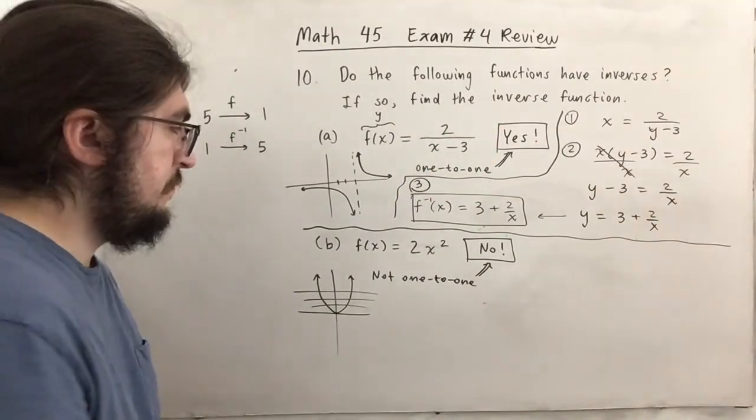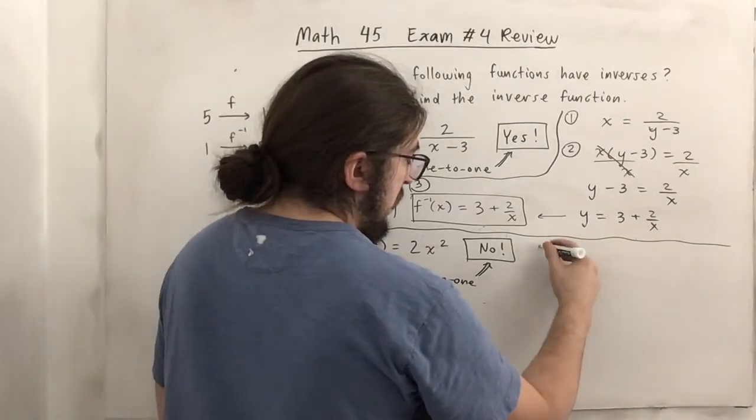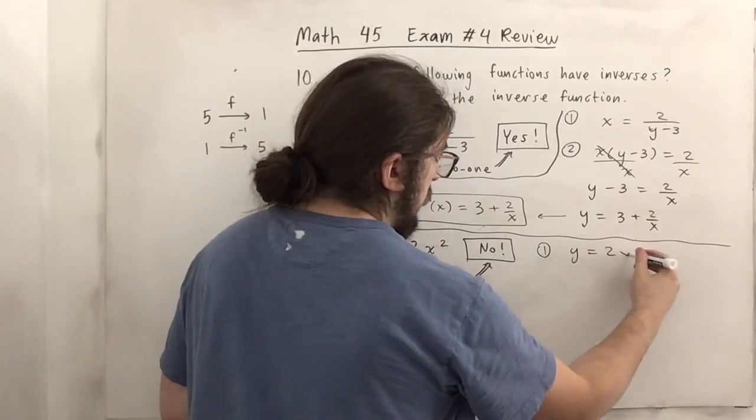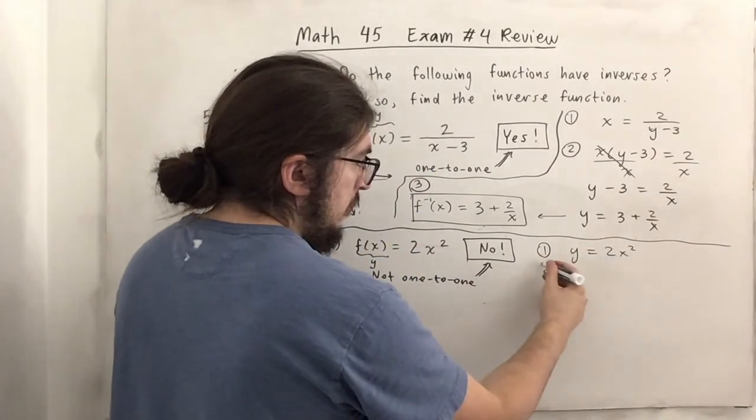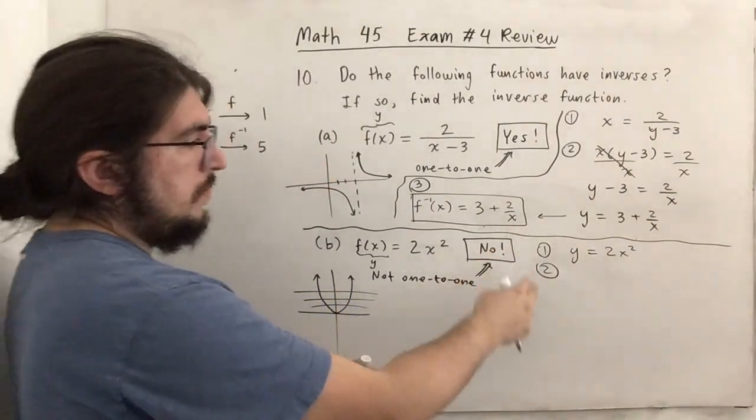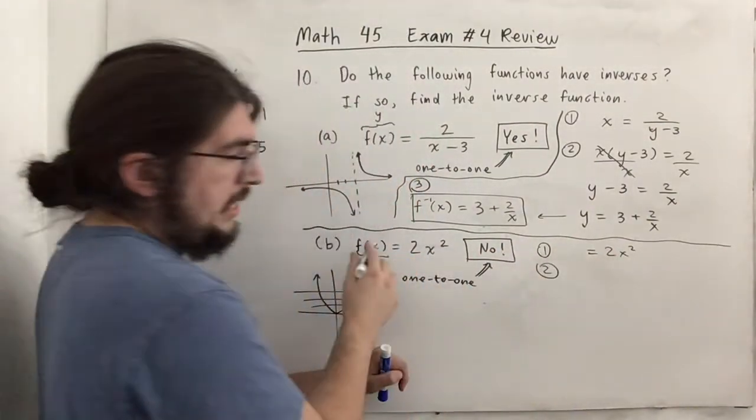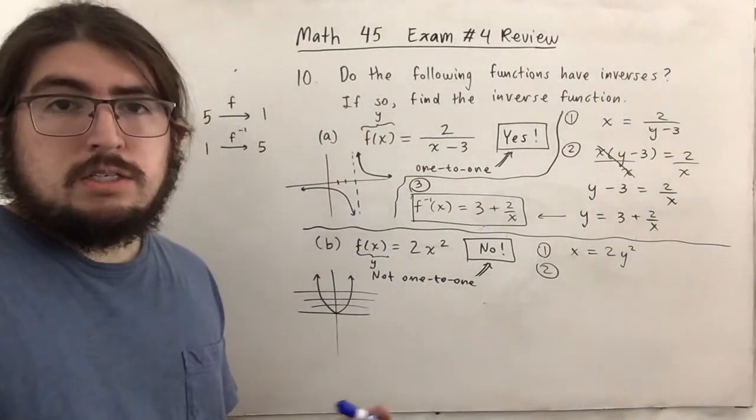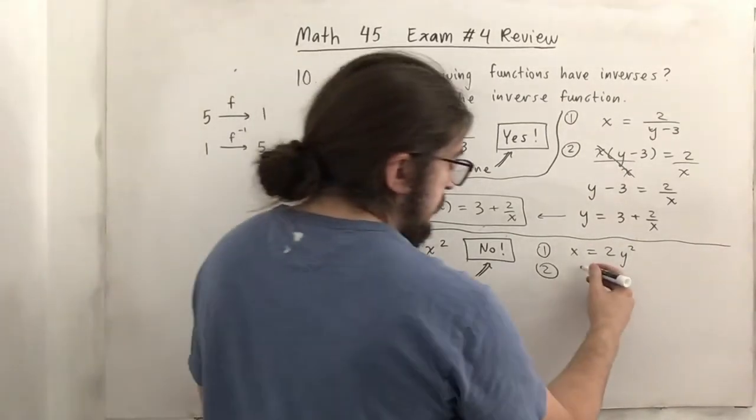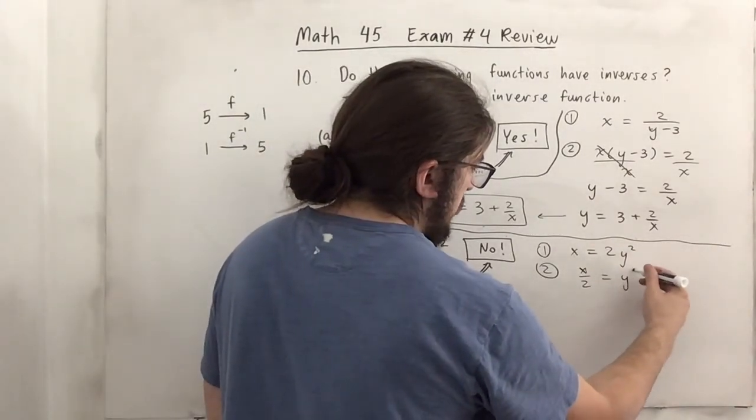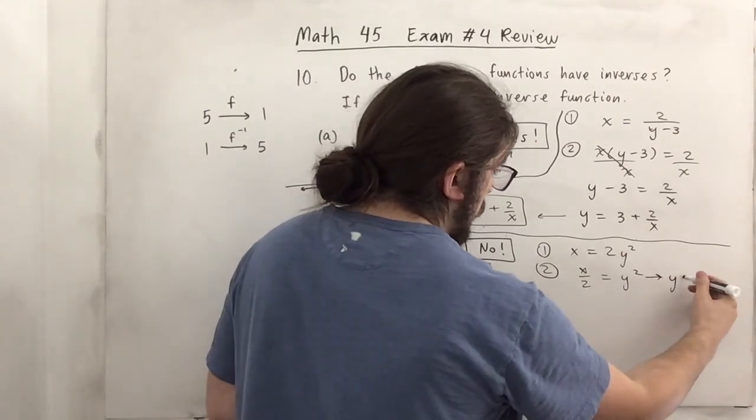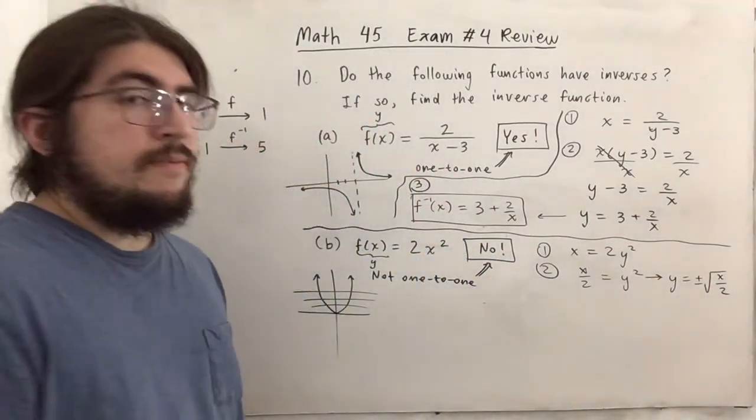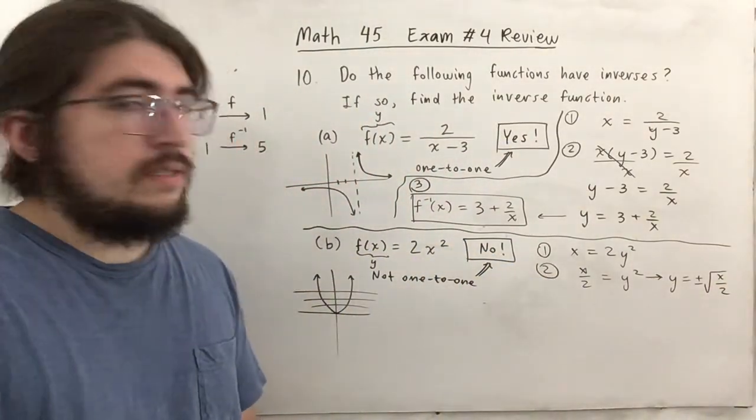It's kind of interesting. So if we replace f of x with y, we get y is equal to 2x squared. And then we swap x's and y's after replacing f of x with y. So it's this actually. Okay, great. So now to solve for y, divide by 2. x over 2 is equal to y squared. And then to get y by itself, when you square root both sides, you get plus or minus the square root of x over 2. So this is an inverse relation, but it's not an inverse function.